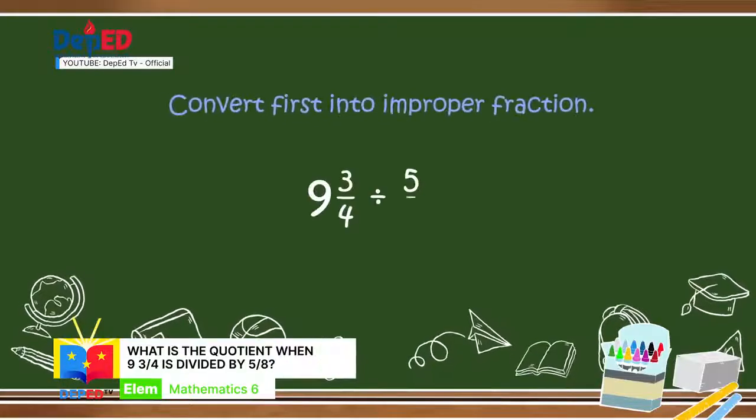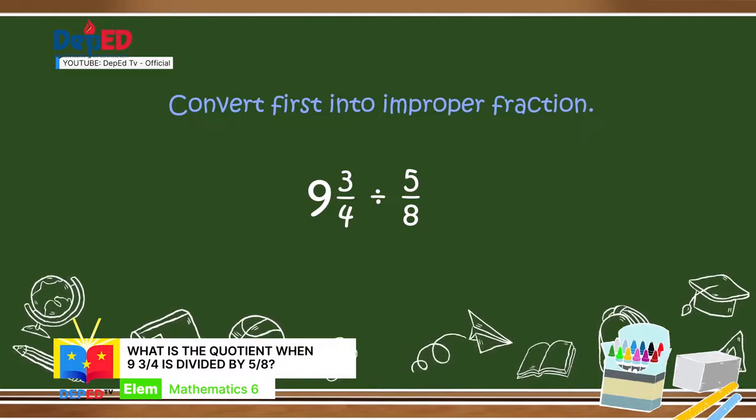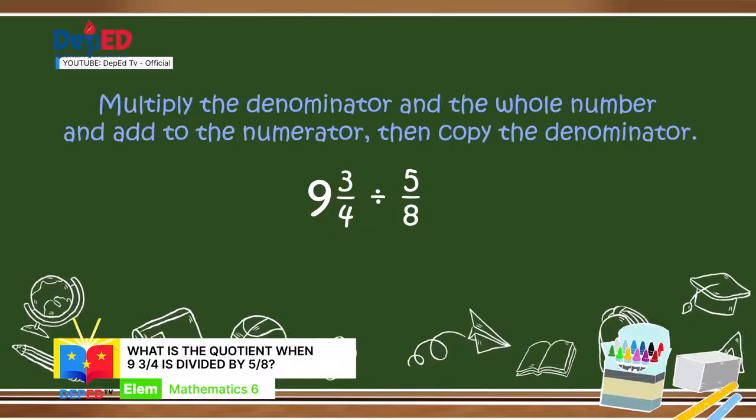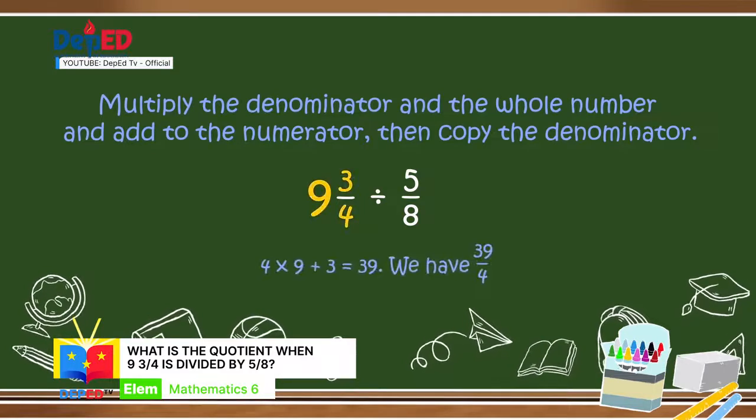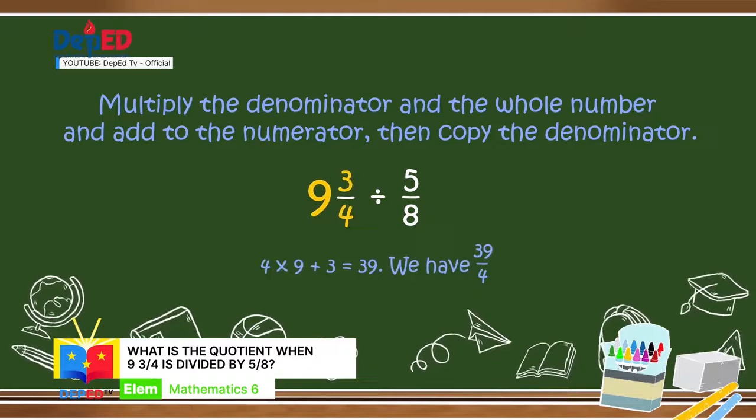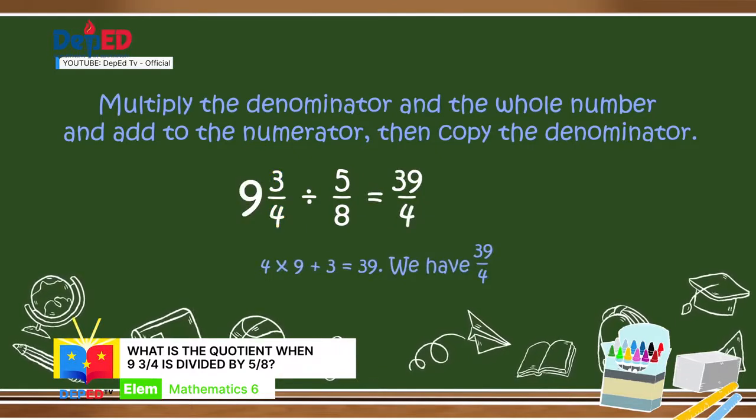9 3/4 divided by 5/8. Since the given dividend is a mixed number, let's convert first into improper fraction. In changing mixed number into improper fraction, multiply the denominator by the whole number and add to the numerator. Then, copy the denominator. 9 3/4 equals 39/4. We can divide now 39/4 by 5/8.